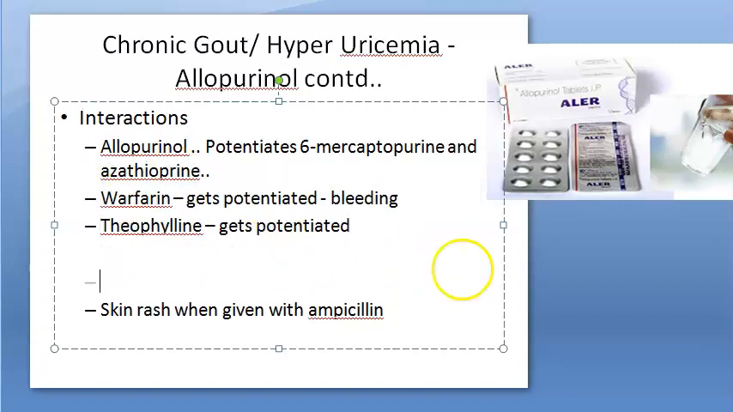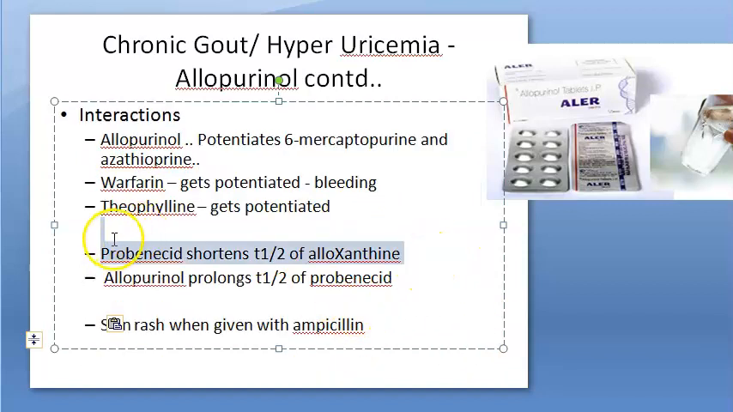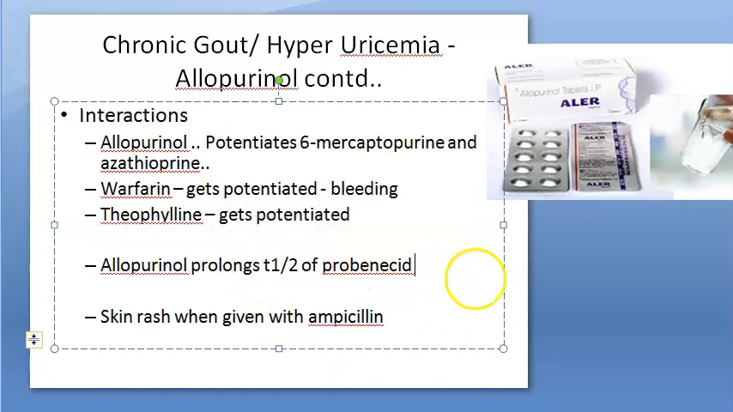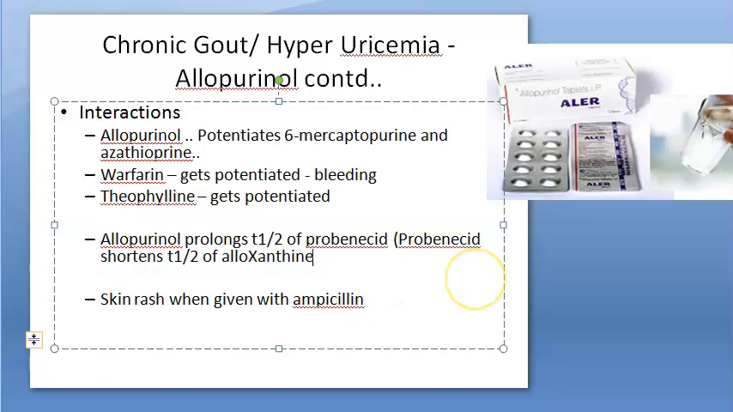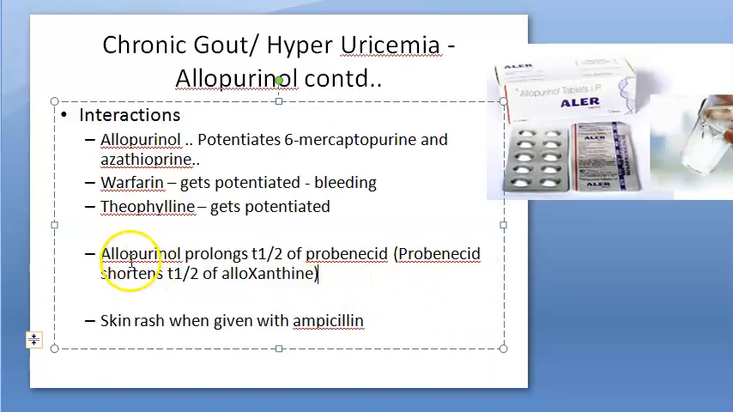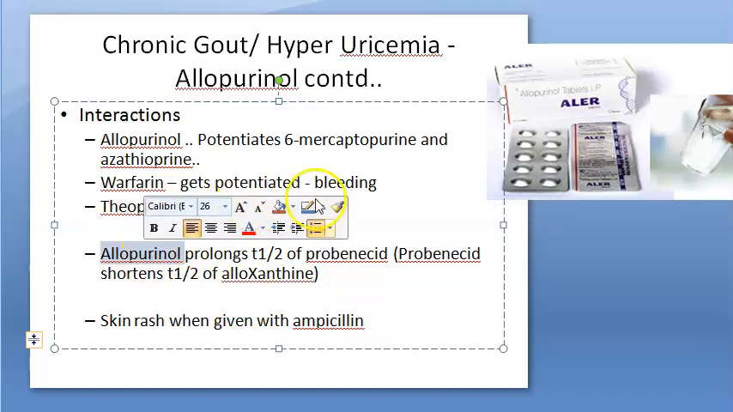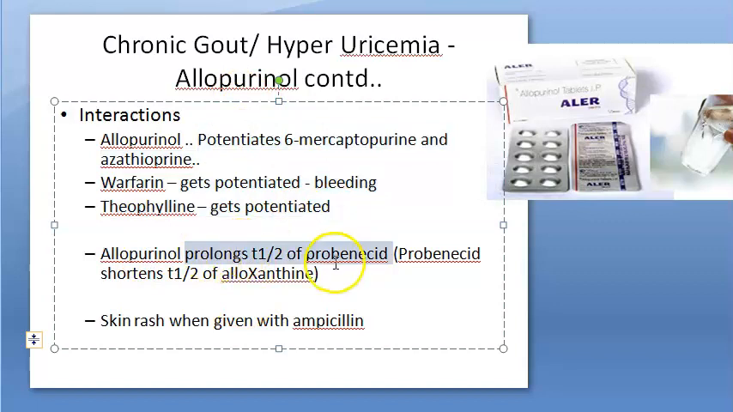See, everything it is potentiating here. Now allopurinol prolongs the T half of probenecid. Obviously this allopurinol is another sacrificing good person. It will potentiate all these drugs. It will prolong the T half of probenecid, obviously. So allopurinol is like, hey, you all work, I will sleep kind of a drug. Allopurinol will potentiate everybody else. Even probenecid, it will prolong the effect.